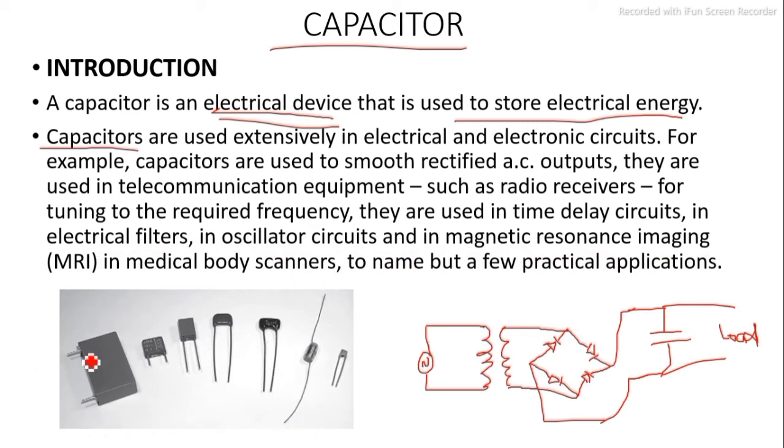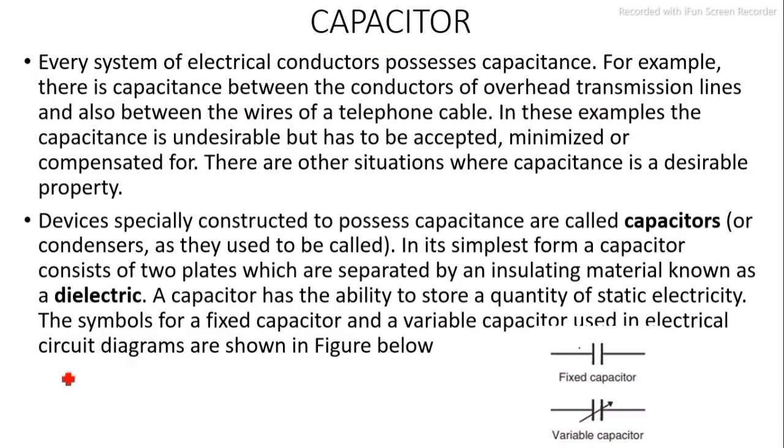These are the different types of capacitors you have: ceramic, electrolytic capacitors, different types of capacitors. Every system of electrical conductors possesses capacitance. So every electrical conductor has what? Has capacitance. For example, there's capacitance between the conductors of an overhead transmission line. So if you have your transmission line, let's assume this is a transmission line. Between this line, there's capacitance there. There's capacitance between this line. So your overhead transmission line has capacitance.